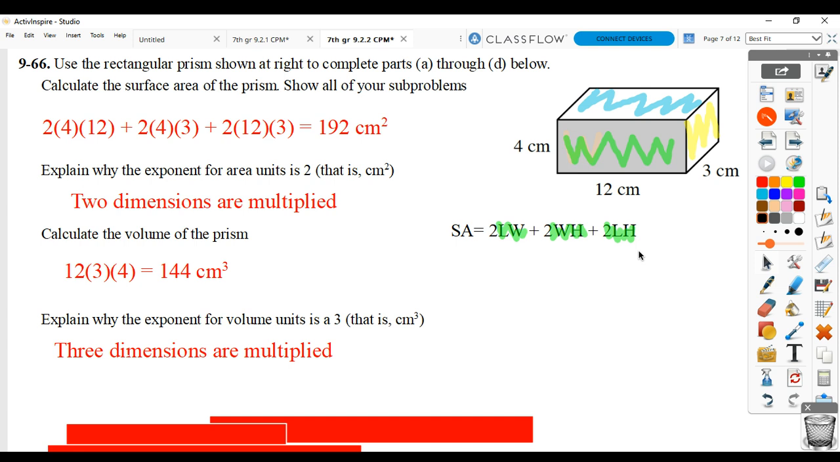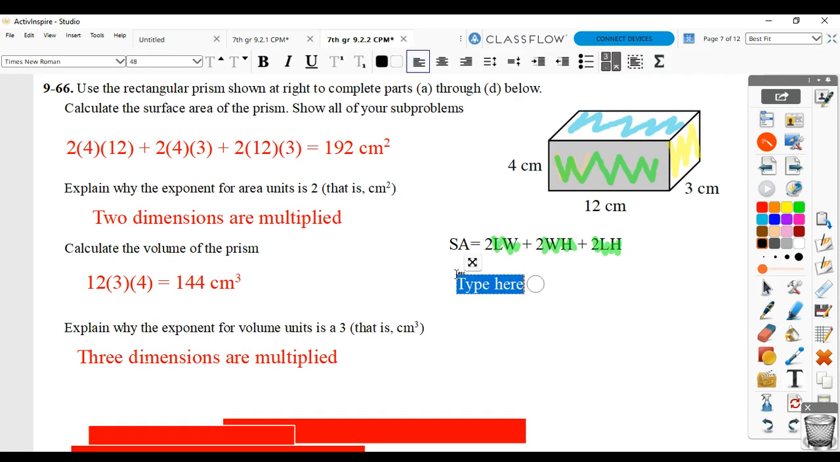Now, if you have not yet copied that surface area formula into your workbook, you probably want to do so. And then again, it wouldn't hurt to put the volume formula in there, length times width times height. And again, both of these are for rectangular prisms.